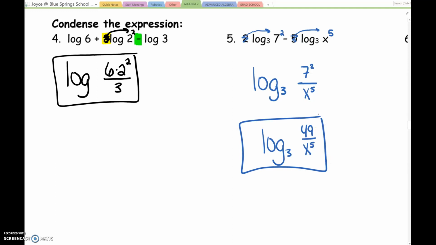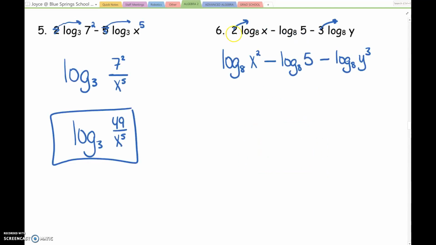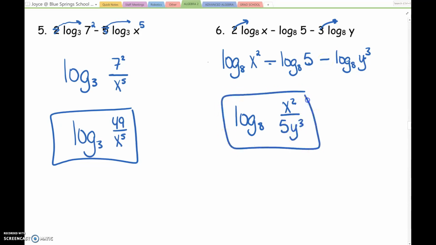Have you tried 6 on your own yet? Go for it. Pause the video, try number 6. Okay, first take all of the numbers in front and move those back to exponents. Then we've got the log base 8. X squared comes from a positive log, so x squared is on the top. 5 comes from a negative log, so 5 is on the bottom. Y to the 3rd comes from a negative log, so y to the 3rd is also on the bottom. And that would be your final condensed answer.